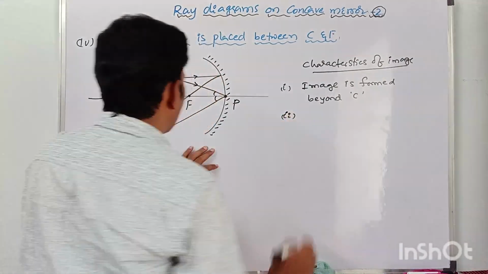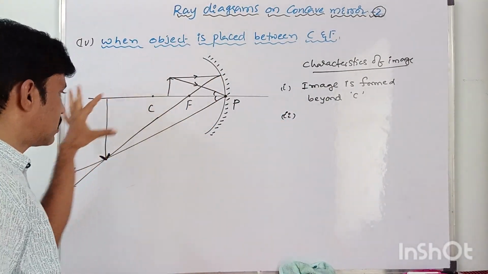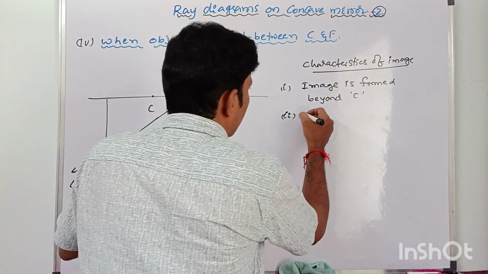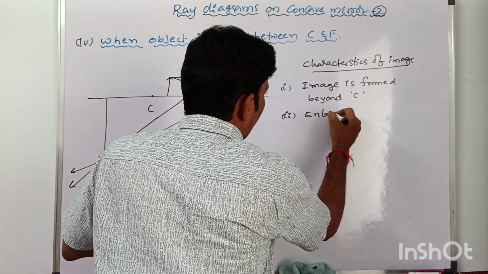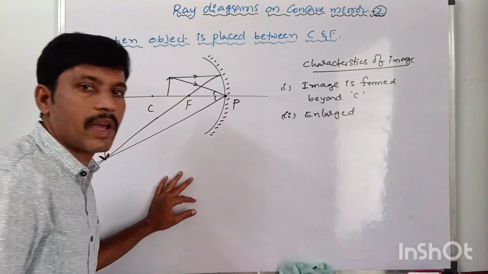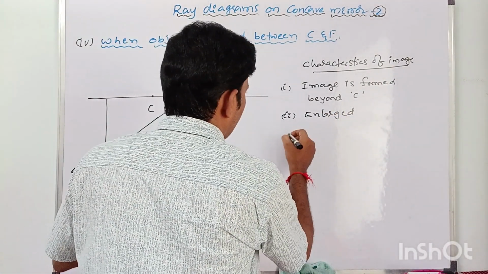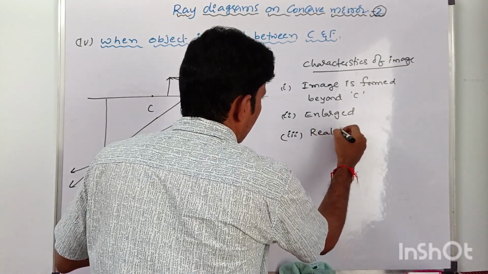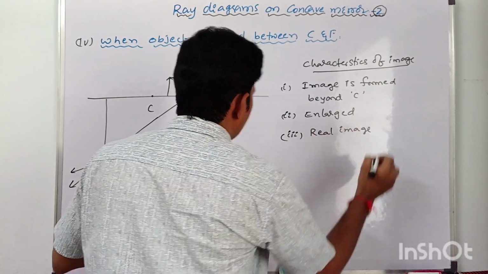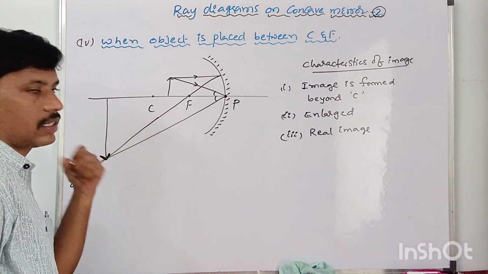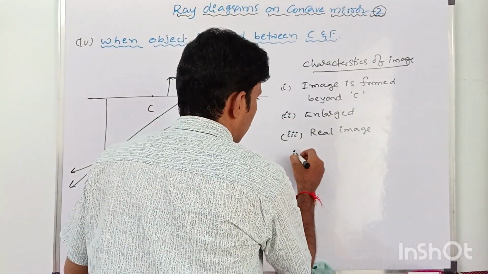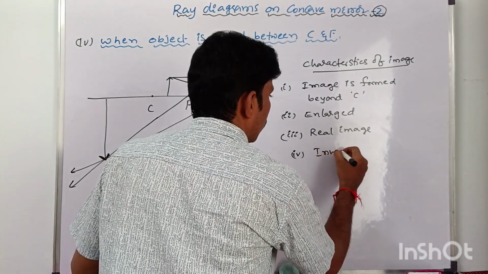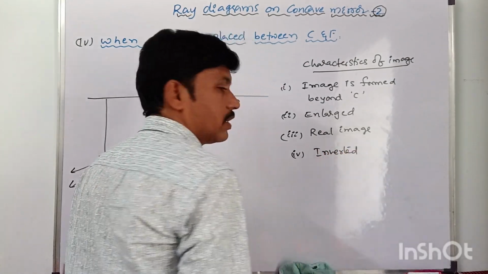If you observe properly, this is the object size and this is the image size. The image size is more than the object size. That's why an enlarged image is formed, enlarged or magnified image, we can say. Third one, a real image is formed, with direct lines. Next, fourth one, an inverted image is formed.